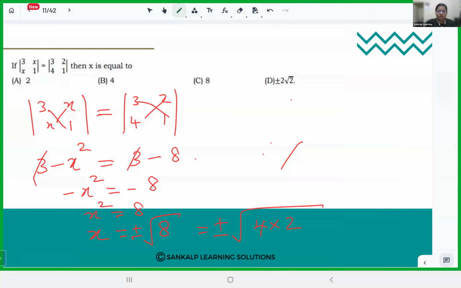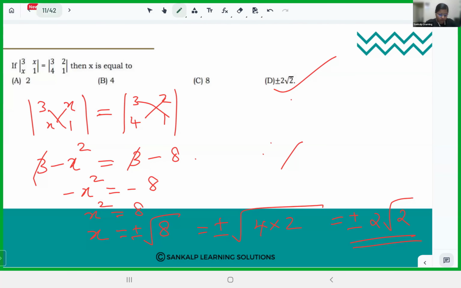So that is equal to plus or minus root of 4 into root 2. And we know the value of root 4. So this is equal to plus or minus 2 root 2. Root of 4 is 2, so 2 root 2. So what is the answer? D is the answer. Plus or minus 2 root 2.